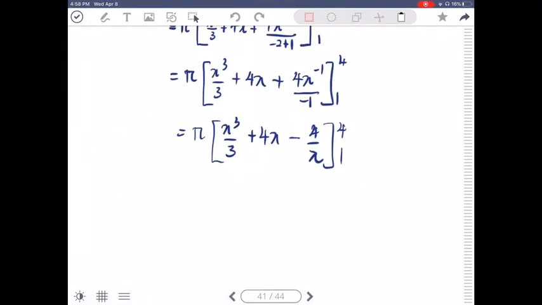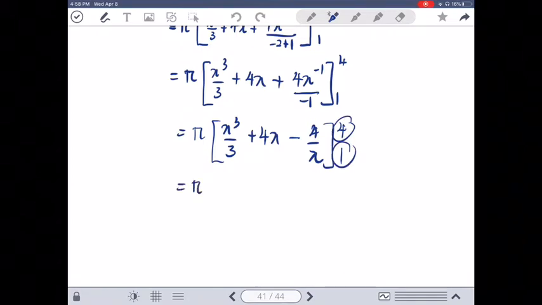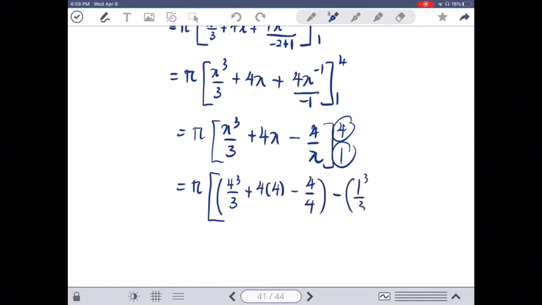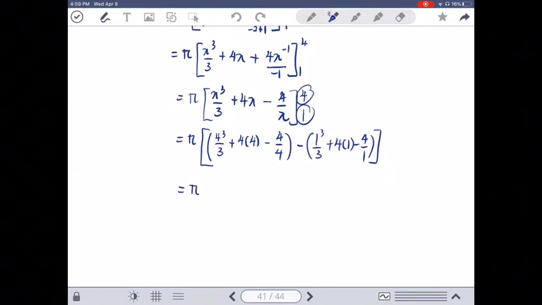So now what we need to do here, remember top minus bottom. So we just substitute the value. So we will get 4 to the power of 3 over 3 plus 4 times 4 minus 4 over 4, minus 1 to the power of 3 over 3 plus 4 times 1 minus 4 over 1. So what you need to do here is just press your calculator. You should get 109 over 3 minus 1 over 3.